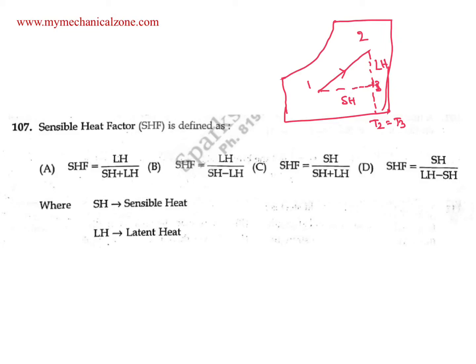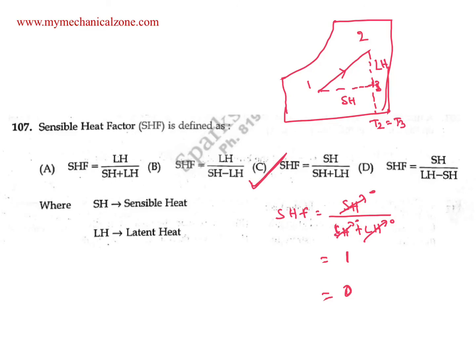So sensible heat factor is sensible heat divided by sensible heat plus latent heat. So option C is your correct answer. In case of only heating, or process 1 to 3, latent heat will become 0, so you will get sensible heat factor as 1. And in case of only phase change, latent heat, this will become 0, you will get sensible heat factor 0.